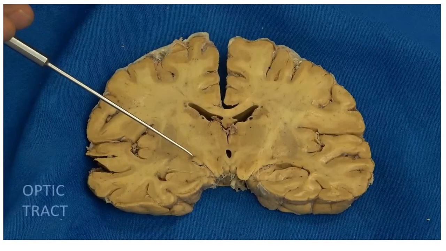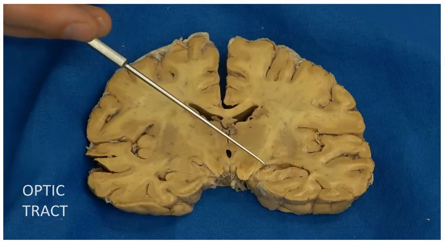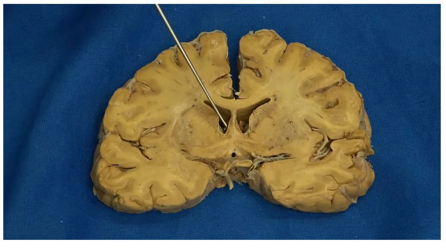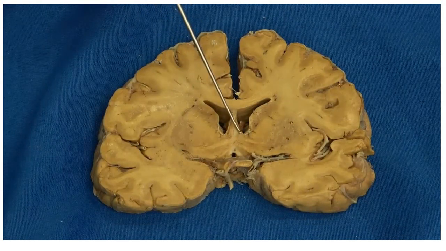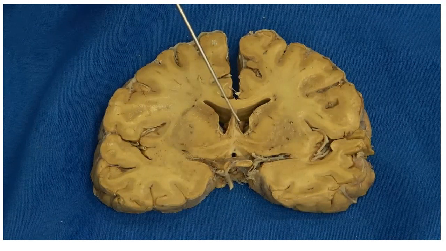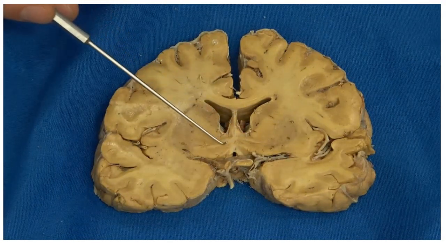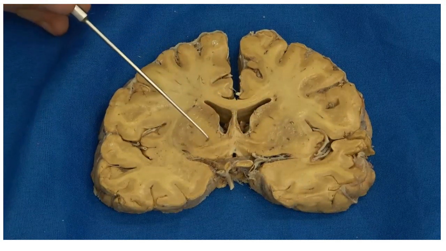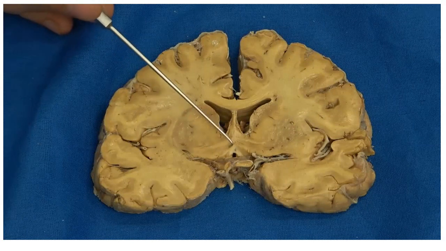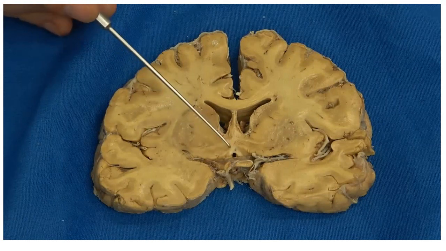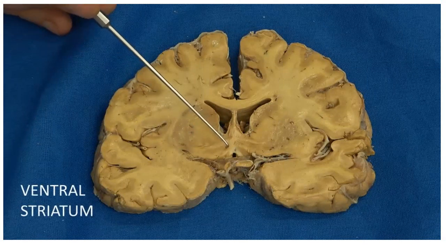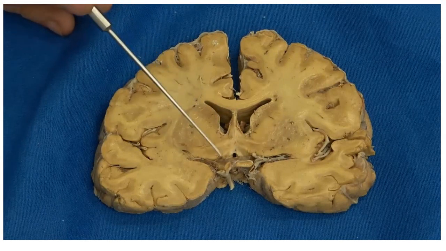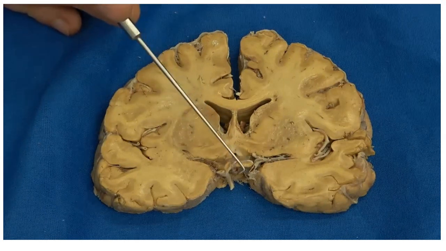Also we can see the optic tract, and here we can see the beginning of the column of fornix, the anterior commissure, and under the anterior commissure you can see this cluster of gray matter. This is what we call the ventral striatum. Also, on the basilar surface of the brain we can see the optic chiasm.